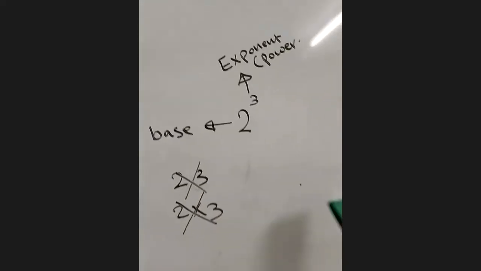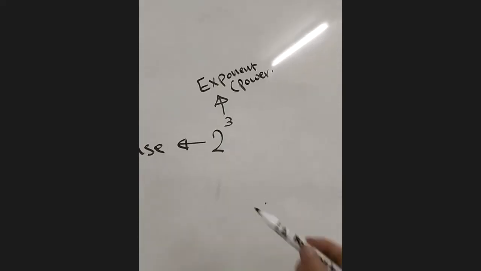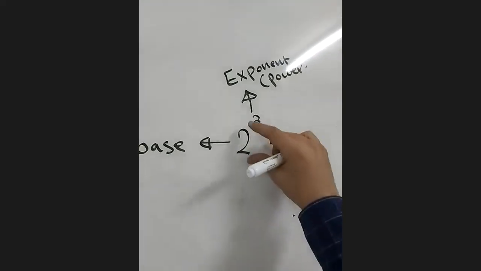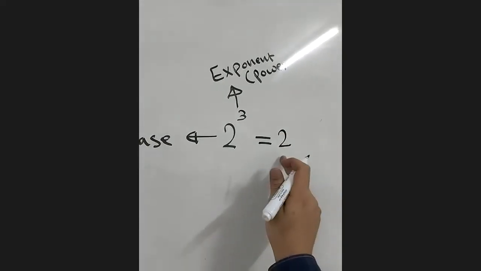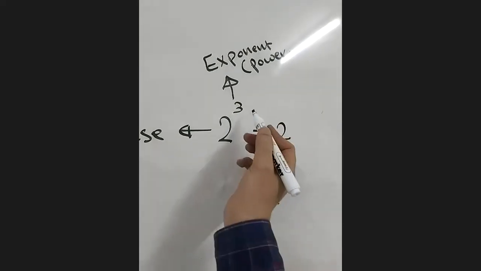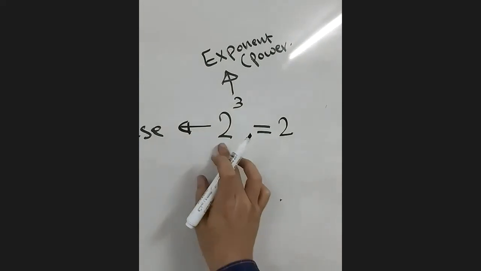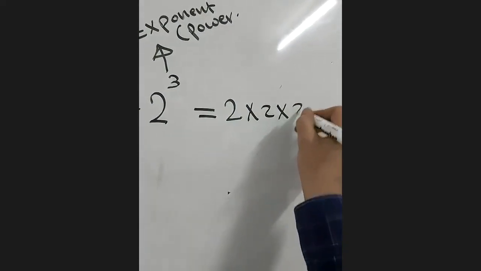Now, how do we find this value, 2 to the power 3, guys? We put equal, and we start from the base, from the lower number here, 2, and multiply the 2 by itself as this number. What's this number? 3. So I'll multiply the 2 with itself. How many times? 3 times.